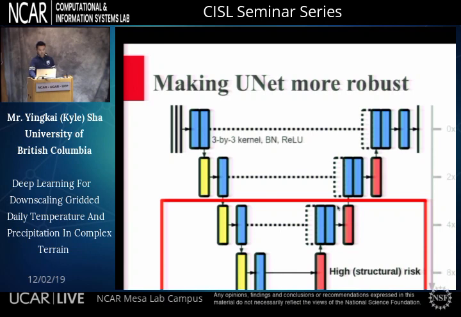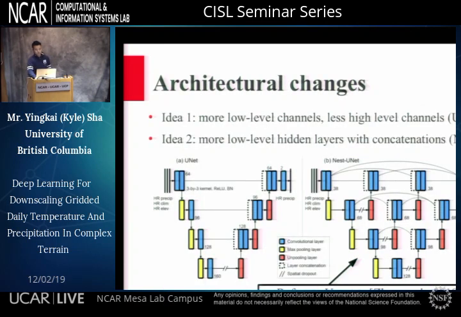And this is risky. The idea is that we could reduce the number of high-level channels and partially increase the number of low-level channels to make them more important. And this is the modified U-Net for precipitation, which is the figure on the left.